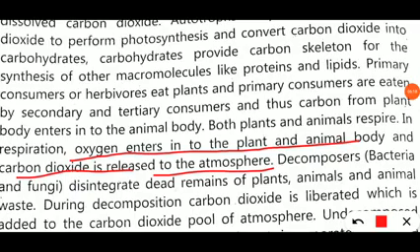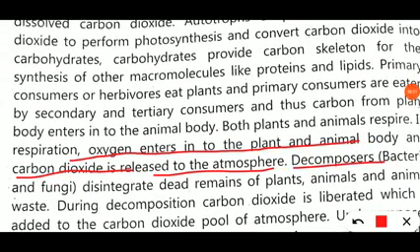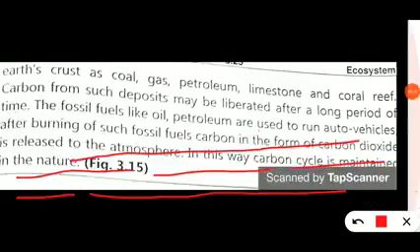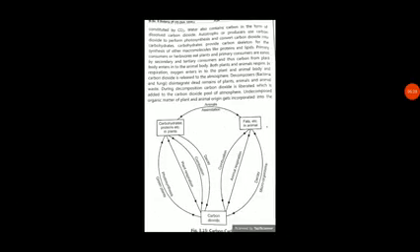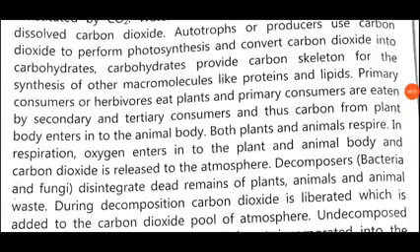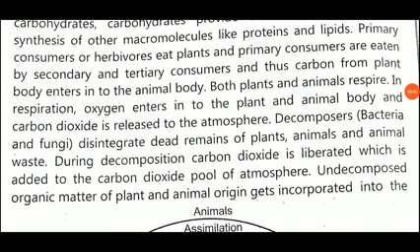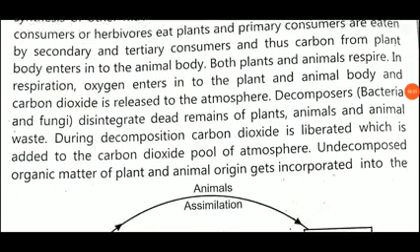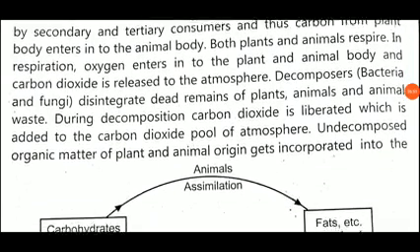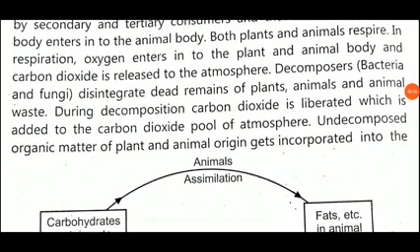Now decomposers, that is bacteria and fungi like actinomycetes, disintegrate the dead remains of plants and animals and animal waste. When they disintegrate this dead organic matter, they degrade it. When the degradation takes place, carbon dioxide is released from the body and mixes with the carbon dioxide pool. During decomposition, carbon dioxide is liberated, which is added to the carbon dioxide pool of the atmosphere. Undecomposed organic matter of plants and animals again gets incorporated into the carbon cycle.